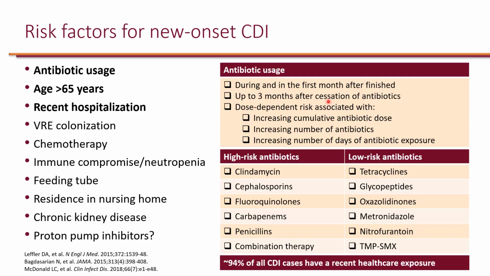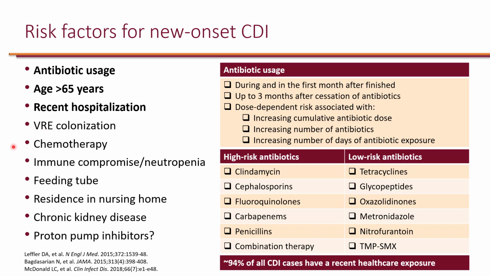Let's look at risk factors for new onset C. diff infection. Antibiotic usage, as I explained, is a huge risk factor for C. diff infection, so is age greater than 65 years. About 94% of all C. diff infection cases have a recent healthcare exposure, so recent hospitalization is a risk factor, as well as VRE colonization. So patients who receive antibiotics are more likely to have vancomycin-resistant enterococcus colonize the GI tract. So this makes sense that people who have VRE, in fact, about half of the patients with C. diff infection often have VRE colonization.